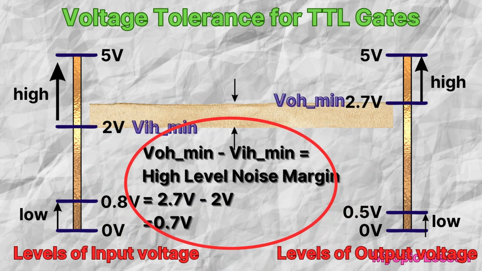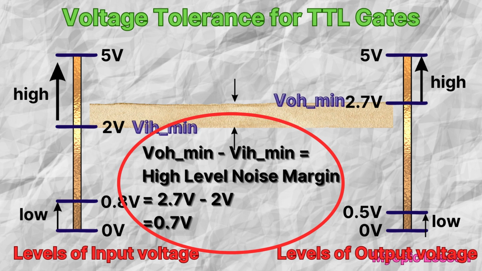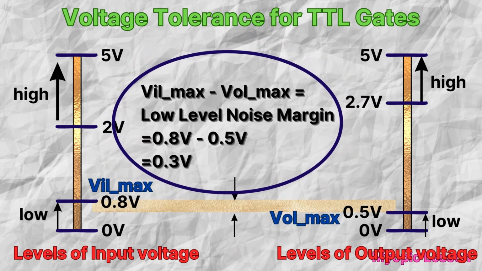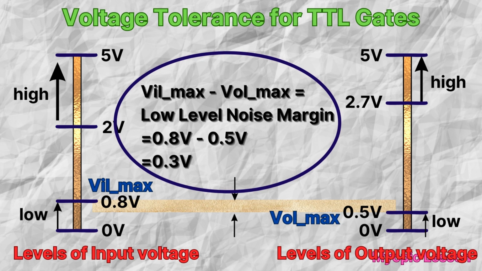The difference between the two permissible values of voltages at high state is called high level noise margin. For low state, this difference is called low level noise margin.